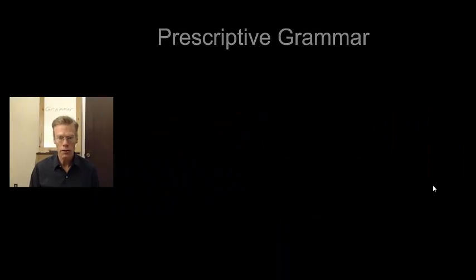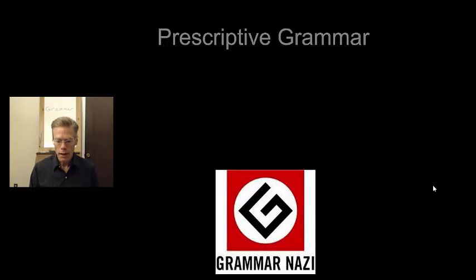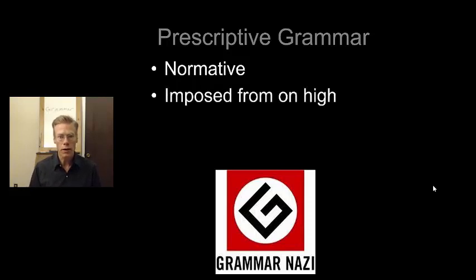Then we get to prescriptive grammar, the UG part. This is where, as I said, that stereotype of a grammar Nazi comes in. It's normative, meaning that the people are trying to get others to conform to some norm. They're saying there's one right way to speak English, say, and any other way is wrong. So there's a norm that we're all supposed to arrive at. It's imposed from on high, right? It's the people with power, either monetary or educational or whatever it is, political power, who get to decide what is right and what is wrong.